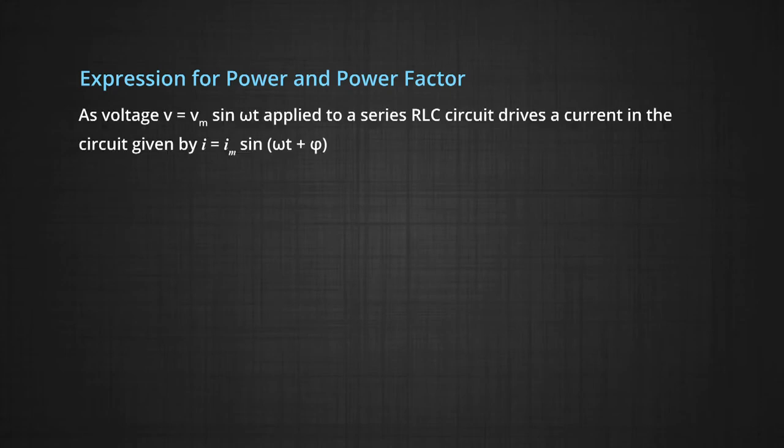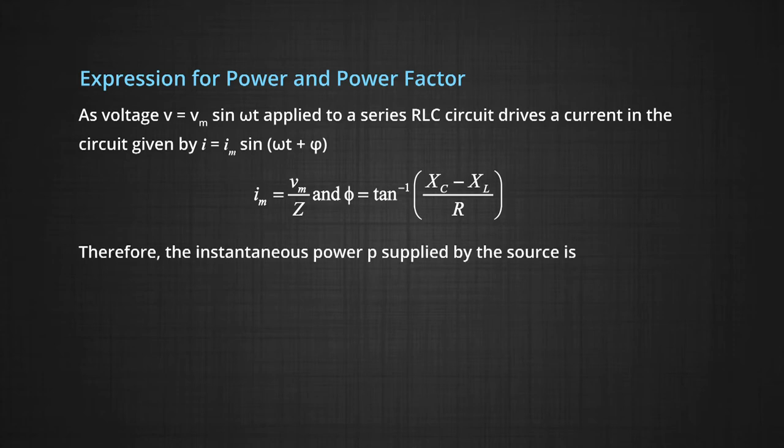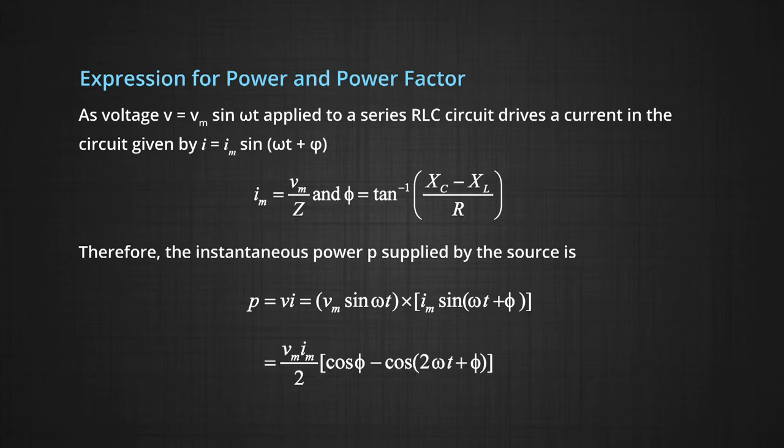A voltage written as V is equal to Vm sin omega t, applied to a series LCR circuit, drives a current in the circuit, which is given by the equation I is equal to Im sin(omega t plus phi), where Im is equal to Vm divided by Z, and the phase difference phi is equal to tan inverse of (Xc minus XL) divided by R. Therefore, the instantaneous power P supplied by the source is P is equal to Vi, as we know. So, we can write it as Vm sin omega t into Im sin(omega t plus phi), or we can write it as Vm Im divided by 2 into [cos phi minus cos(2 omega t plus phi)].